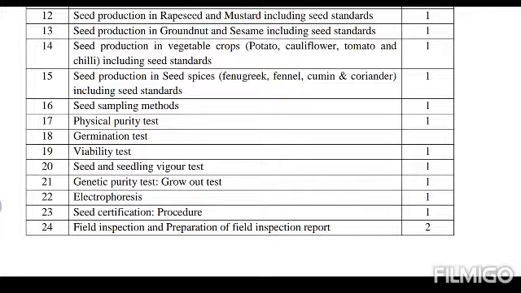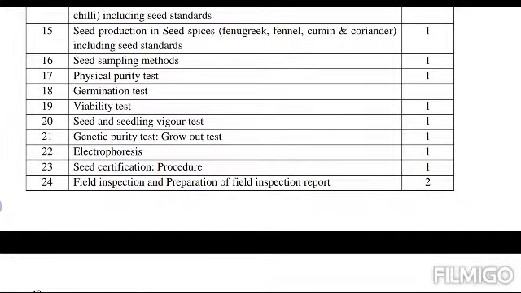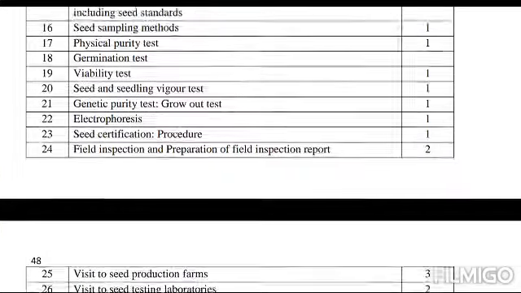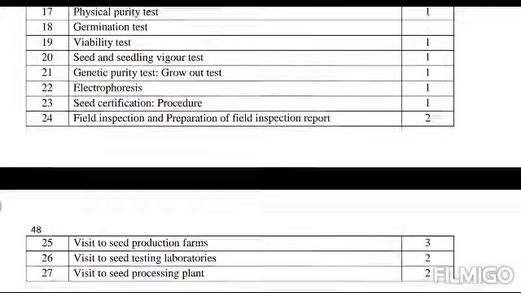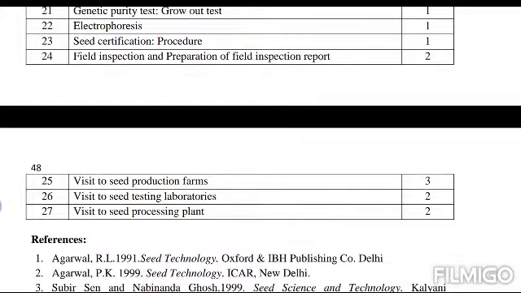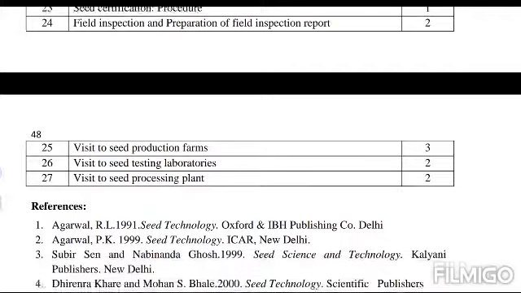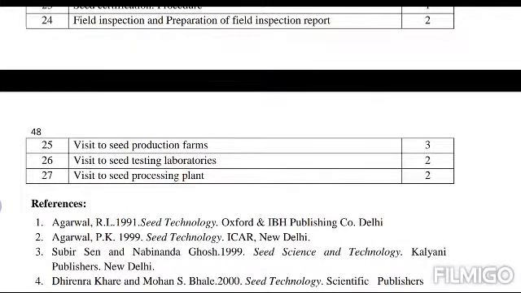Seed sampling methods, physical purity test, germination test, viability test, seed and seedling vigor test, genetic purity test like grow-out test, then electrophoresis, seed certification procedure, field inspection and preparation of field inspection reports. This has been given quite more credits, like 2 means the amount of time contributed for teaching this particular topic. Then visit to seed production farms, visit to seed testing laboratories, and visit to processing plants.